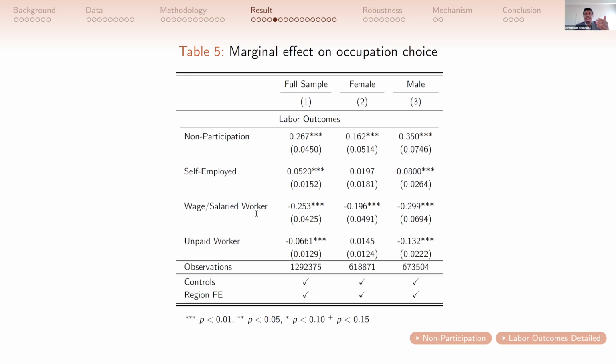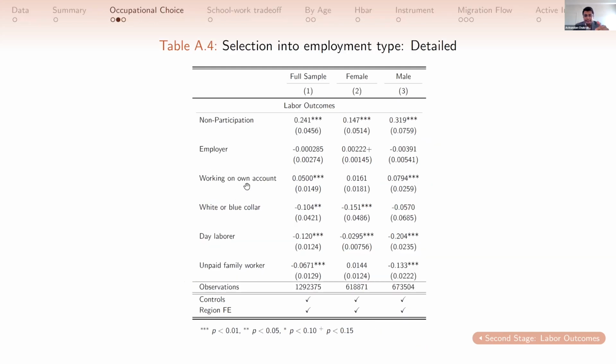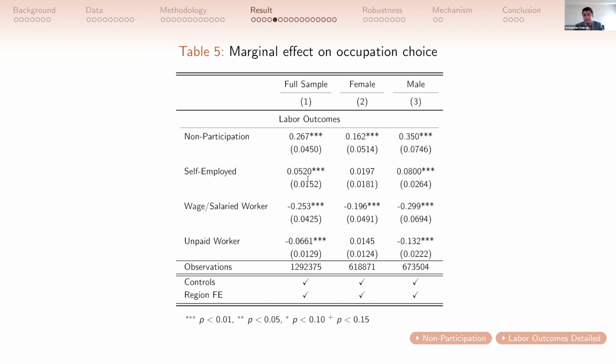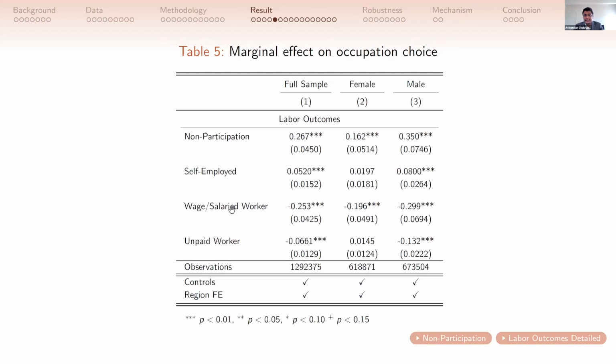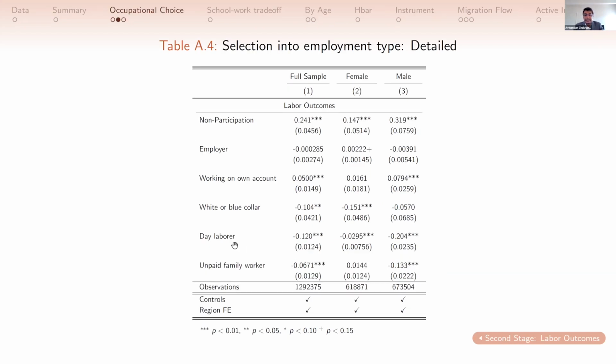Also, there are detailed characteristics of the occupational choices, where the Census has divided the self-employed into two parts and wage salaried into another two parts. And the results are like this. In the labor outcomes, we find that self-employment is increased by 5.2 percentage points. If we look at the detailed statistics, we will find that working on own account has increased rather than being an employer. And if we again look at the wage salaried worker, which has decreased by 25.3 percentage points, we'll find that being a day laborer has increased more than being a white or blue collar worker.